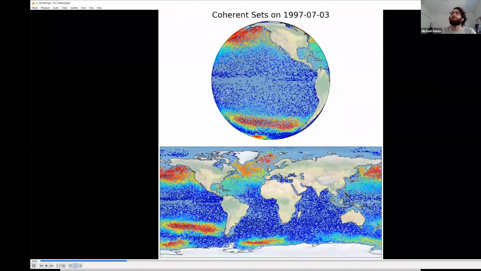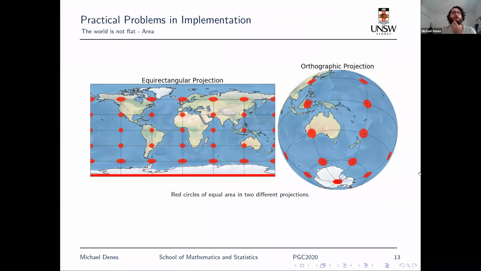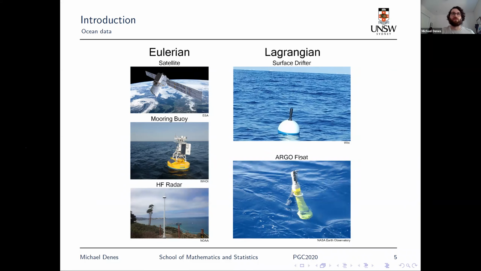These sorts of instruments can measure all sorts of things like temperature, salinity, chlorophyll, other nutrients. And so the way we can understand what material is in the eddy is by looking at the data from these sorts of instruments if they pass through the eddy.